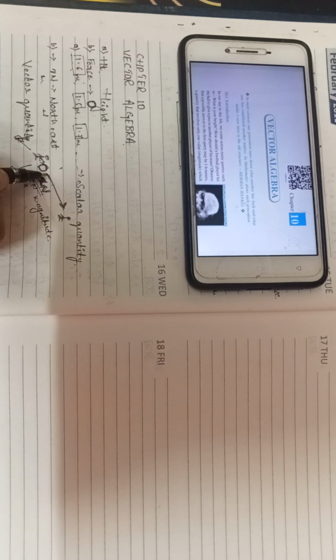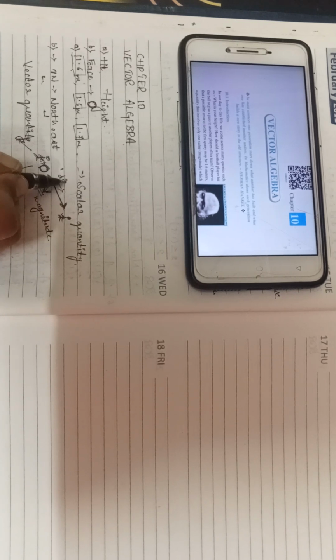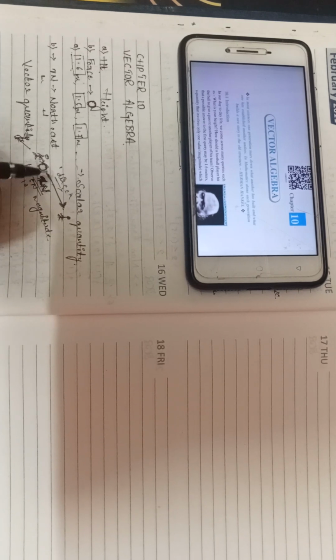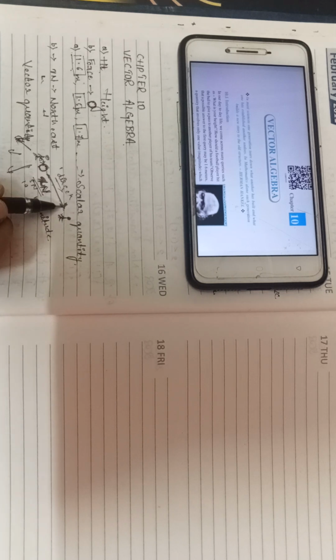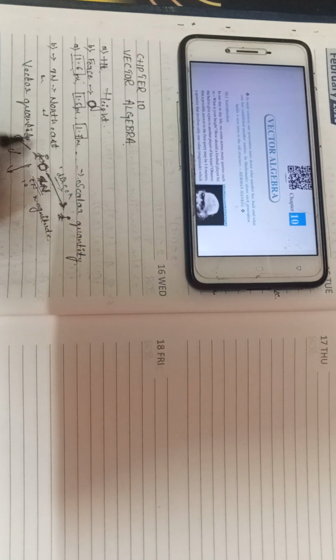And he should throw this to this person. This is direction. Because he cannot throw this ball to somewhere here or here or here. He should throw this ball to this person only. So this force will be having magnitude as well as direction. So this we can call a vector quantity.